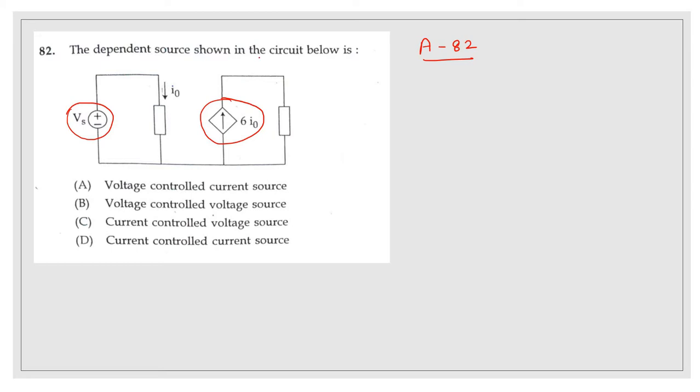The dependent source shown in the circuit below is: option A, voltage controlled current source; option B, voltage controlled voltage source; option C, current controlled voltage source; option D, current controlled current source. Here, what is Vs? Vs is the independent voltage source. And what is 6 into I0? This is the dependent current source, because the 6 into I0 is a current source that depends upon the current I0. So this is the current controlled current source.